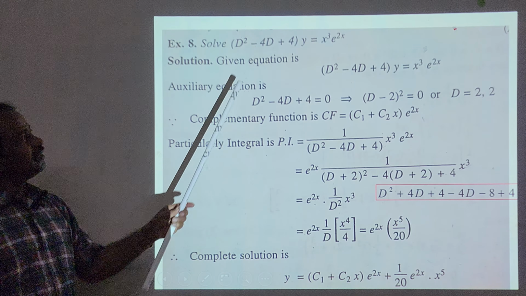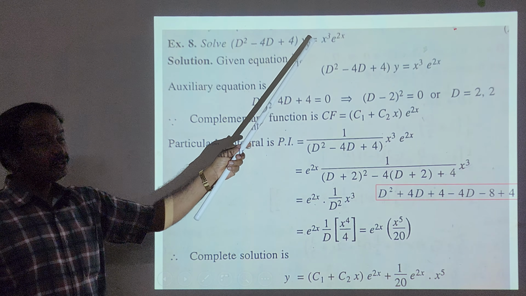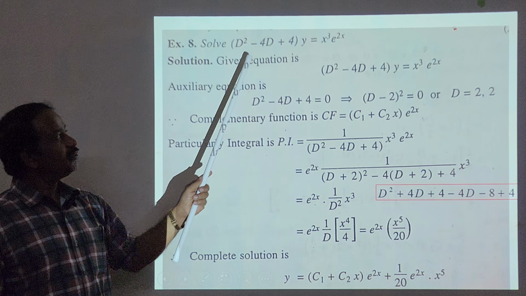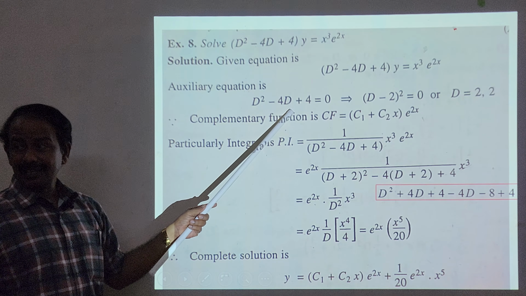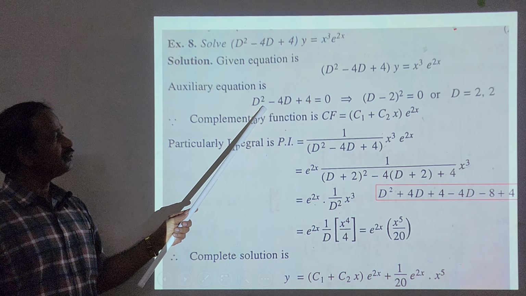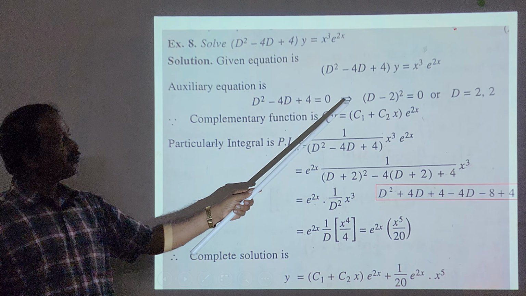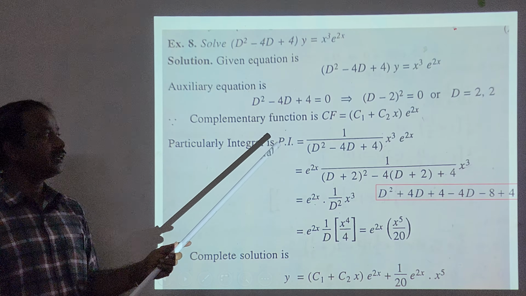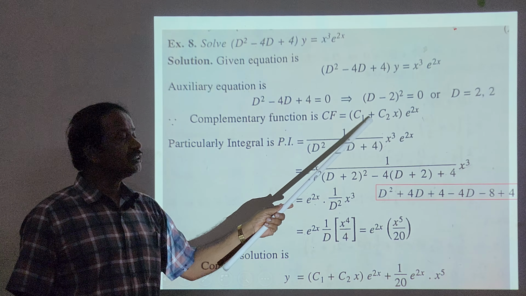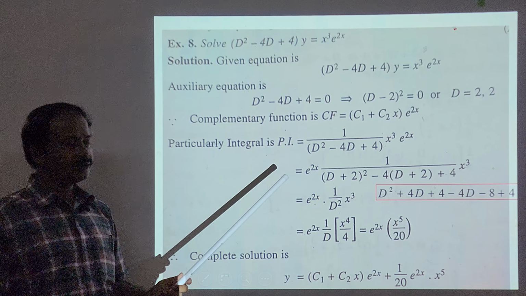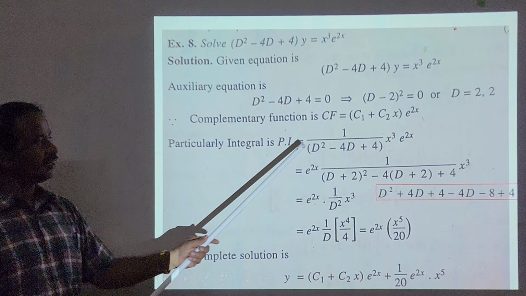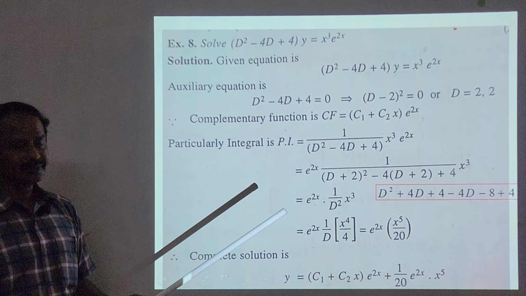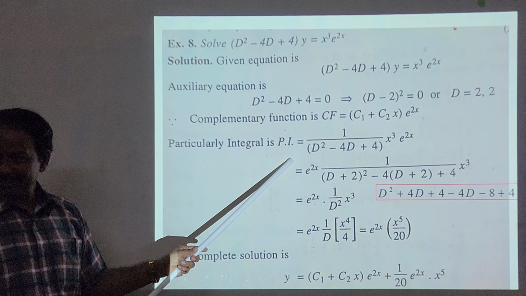Now this is an inhomogeneous equation which involves a polynomial and an exponential term. So we first have to find the characteristic equation, the auxiliary equation. So d square minus 4d plus 4 equals 0. Factorize this, you will have d minus 2 whole square equal to 0. So d equals 2, 2, roots are equal. You will have to use the second method, which is c1 plus c2x e power 2x.